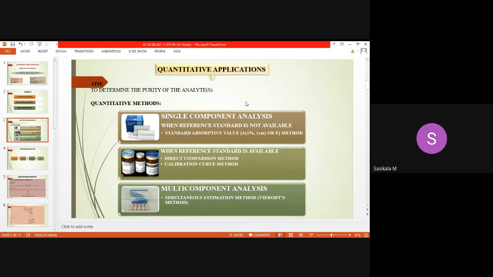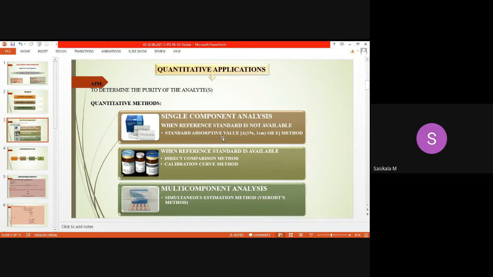If you are receiving any formulation, any tablet or capsule or injection, whatever you are receiving, if anybody is asking you to find out the quantity of that drug product, then first you have to think whether it has a single component or multi-component, and you have to check whether you have a standard to compare, a reference standard, or not. If a reference standard is not available, then we can go with the A1%, 1 centimeter method. We can refer to IP, collect the procedure, and proceed with that for that drug substance.